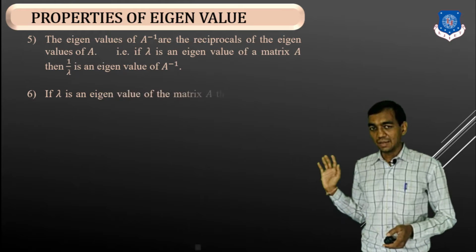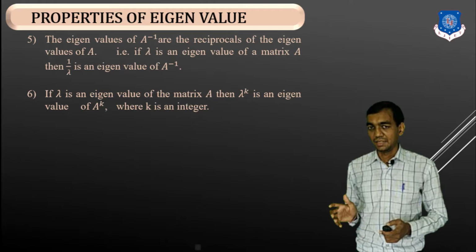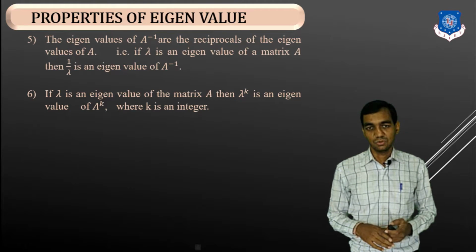Okay. If lambda is an eigenvalue of matrix capital A, then lambda raised to k is an eigenvalue of A raised to k.